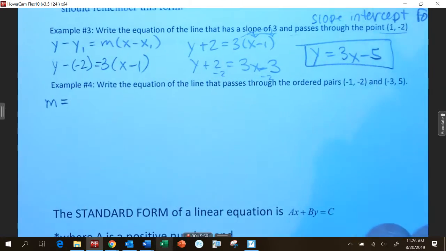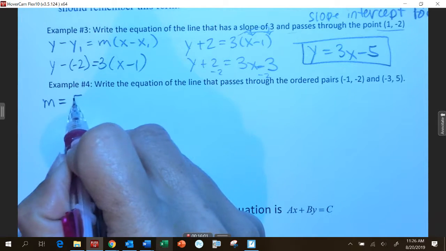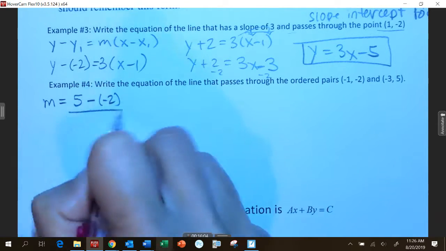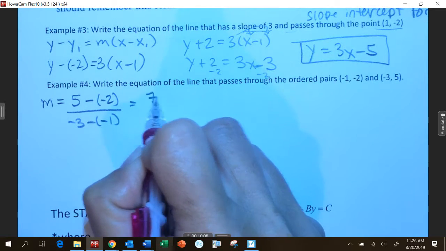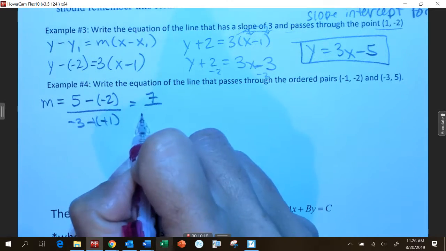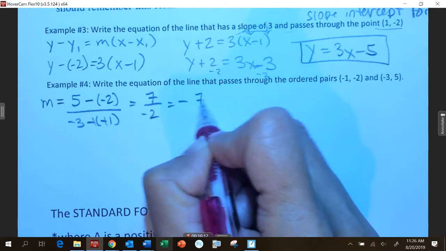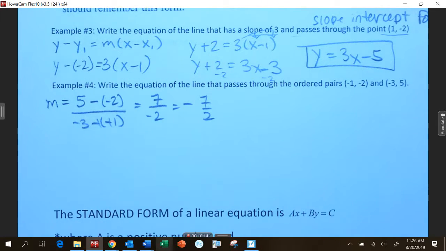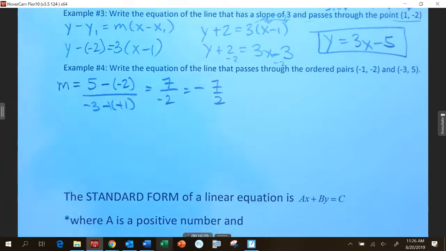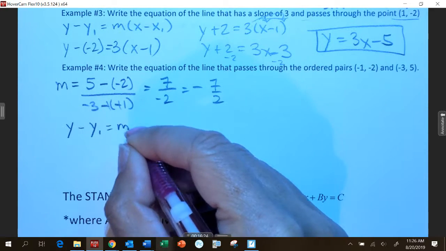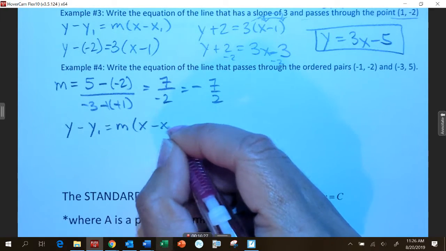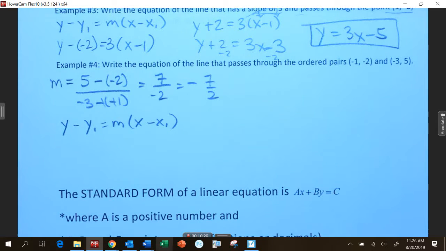Let's find the slope, which we just practiced on the front. 5 minus negative 2 over negative 3 minus negative 1. 7 over negative 2, which is negative 7/2. So now I have my slope. I'm going to use point slope form. If I don't have that memorized yet, I'm going to write it every time. Y minus y1 equals m times x minus x1, point slope form.